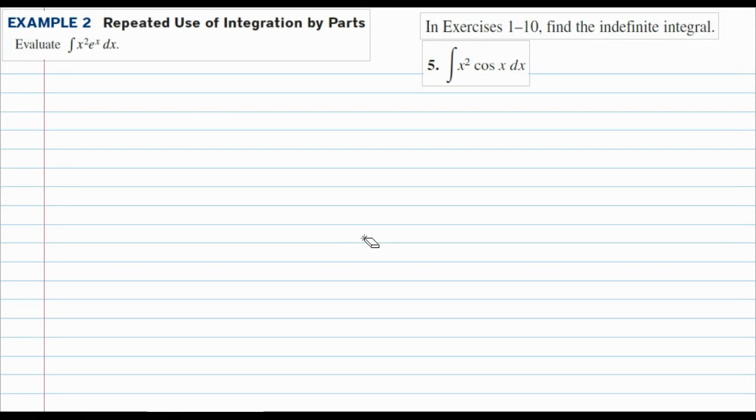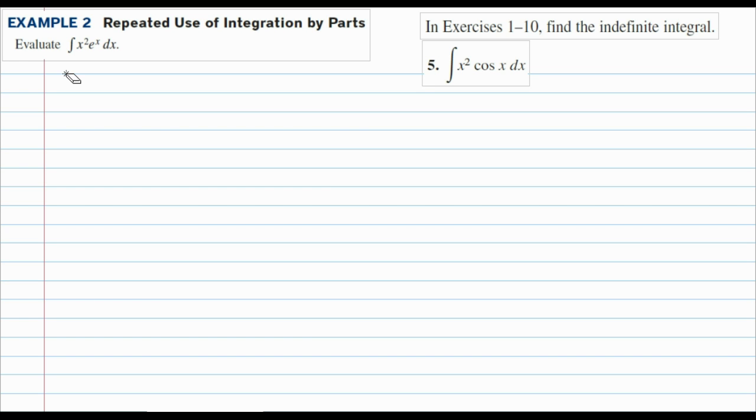This is the screencast for section 6.3, example 2, repeated use of integration by parts. In example 1, you learned how to use integration by parts, and one of the tricks I told you was to make your u something that, when you take its derivative, is going to make your life easier. It's going to maybe reduce the exponent a little bit. Well, in this situation, your exponent here is squared. So that's kind of a clue that we might have to do integration by parts more than once so we can eventually make that easy integration of v times du.